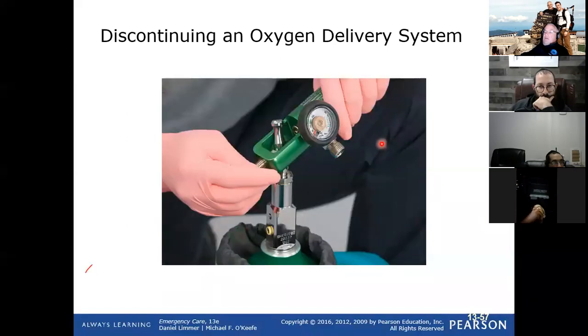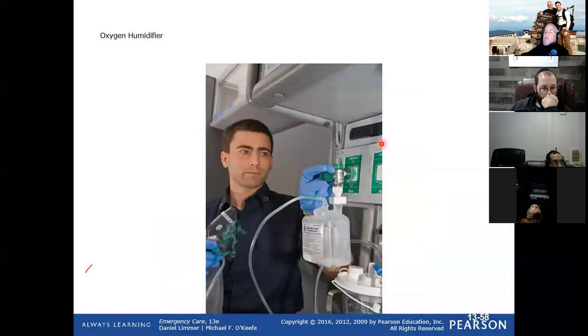Bleed out the regulator. And here they're showing you taking the regulator off, but we don't usually take the regulator off if we're not changing out the tank.